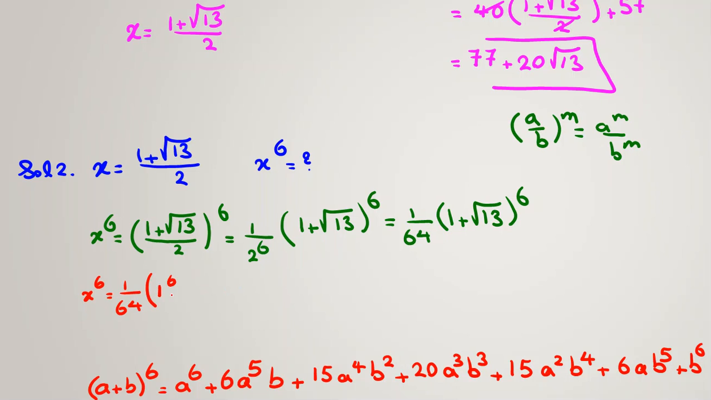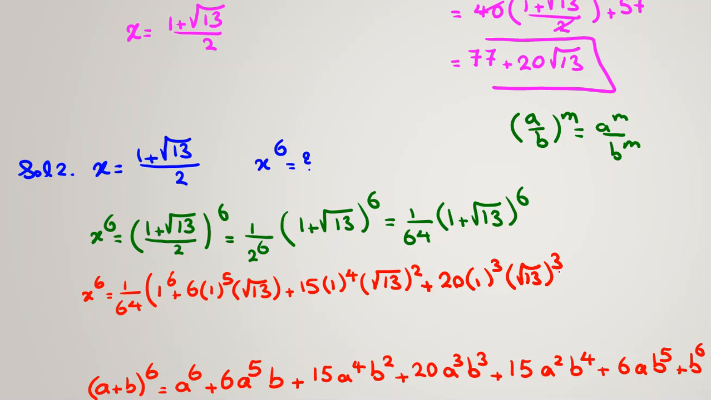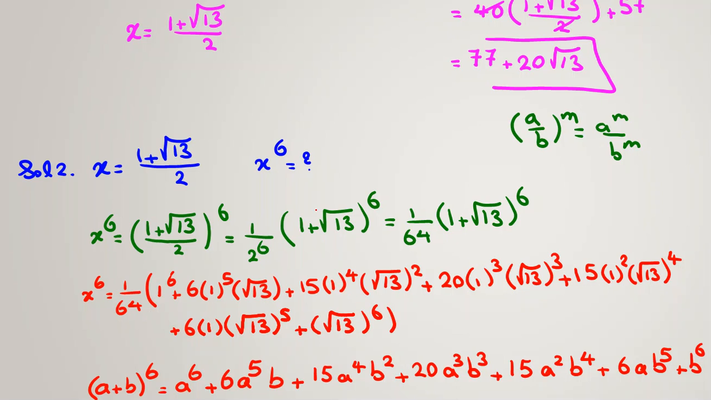1 to the 6, plus 6 times 1 to the 5 times root 13, plus 15 times 1 to the 4 times root 13 squared, plus 20 times 1 cubed times root 13 cubed, plus 15 times 1 squared times root 13 to the 4, plus 6 times 1 times root 13 to the 5, plus root 13 to the power of 6.